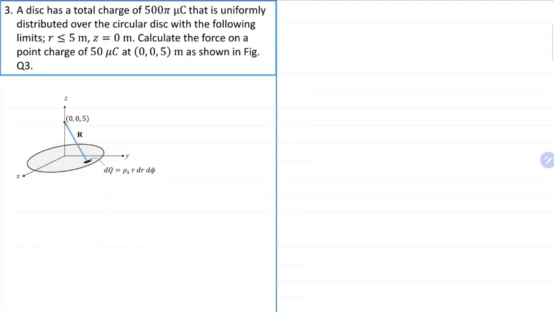And you're asked to calculate the force on a point charge of 500 microcoulombs sitting at 0, 0, 5 meters as shown in the figure. Okay, so because you're given this, it's best to solve this in a cylindrical coordinate system. Okay, so we want to define an area on the disk, or a small area on the disk, call it dA.